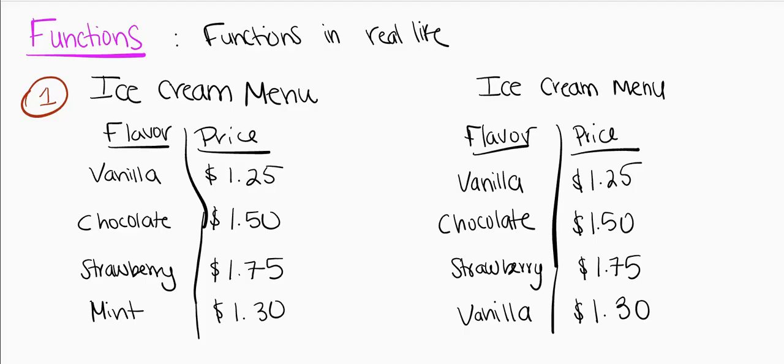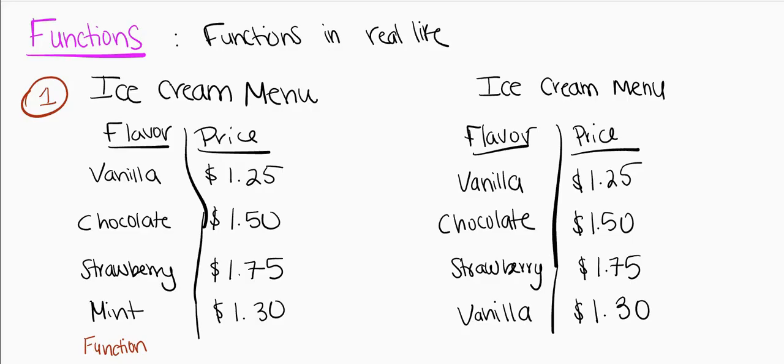we're giving the flavor and the price. For vanilla, it's $1.25. For chocolate, it's $1.50. For strawberry, it's $1.75. And for mint, it's $1.30. Now this menu makes perfect sense, and we're going to call this menu a function because it works. Every flavor has its own specific price.